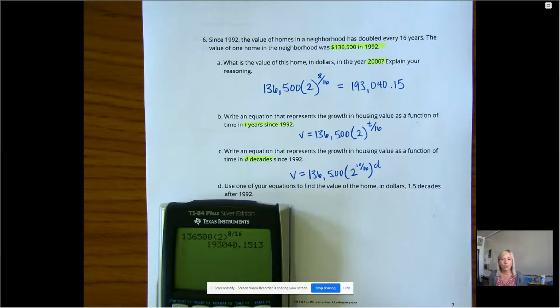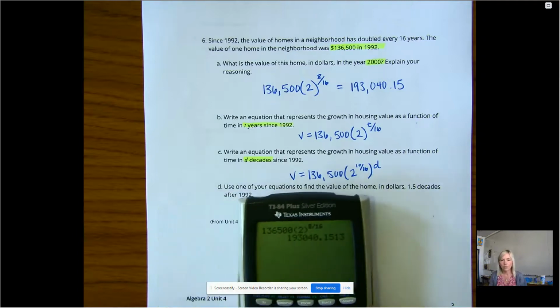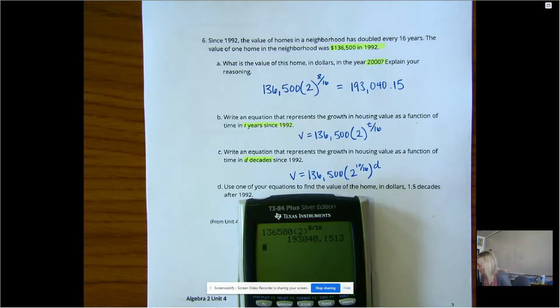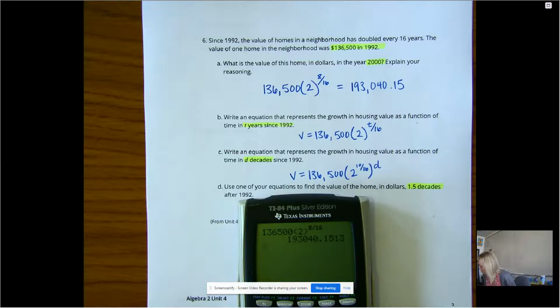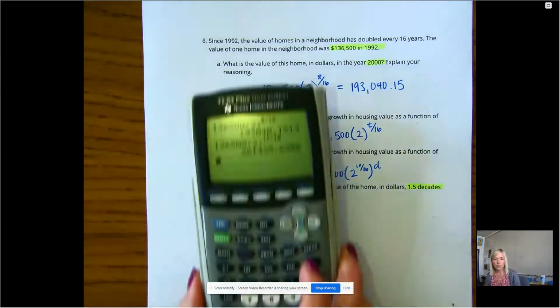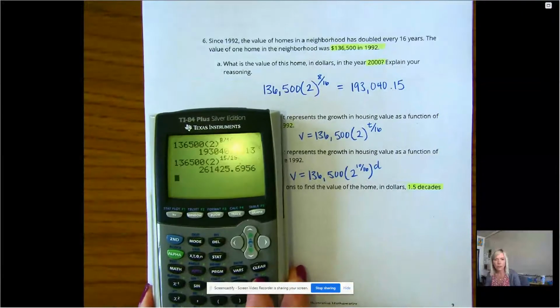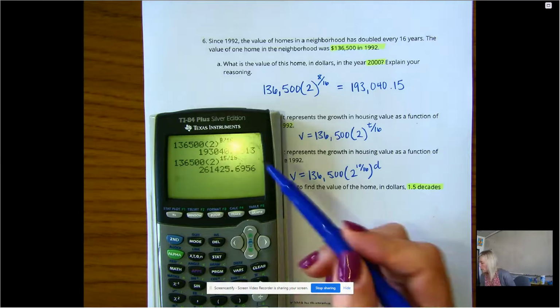Okay, use one of your equations to find the value of the home in dollars 1.5 decades after 1992. So if I use the first equation, I have to remember that 1.5 decades is 15 years. So I could do 136,500 times 2 to the 15/16. That would give me $261,425 and about 70 cents if we round. So that's using my first equation.